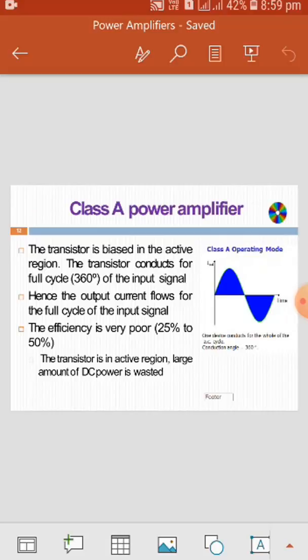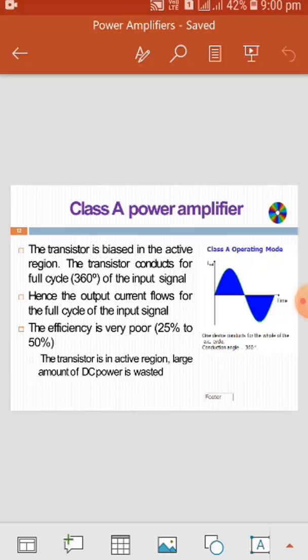What is a class A power amplifier? As I said in a previous slide, I have mentioned that based on the operation and Q point selection, we are classifying these power amplifiers. In the case of a class A power amplifier, the transistor is biased in the active region, as we have seen this concept in small signal amplifiers also, and the transistor conducts for one full cycle, that is for the full 360 degrees of the input signal.